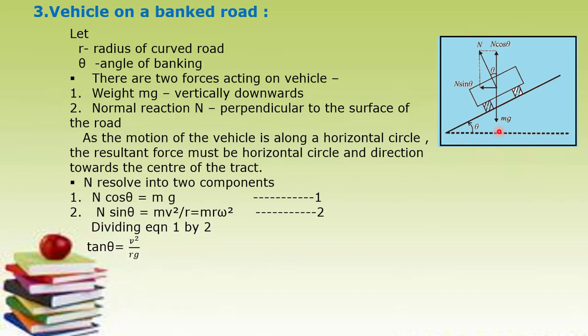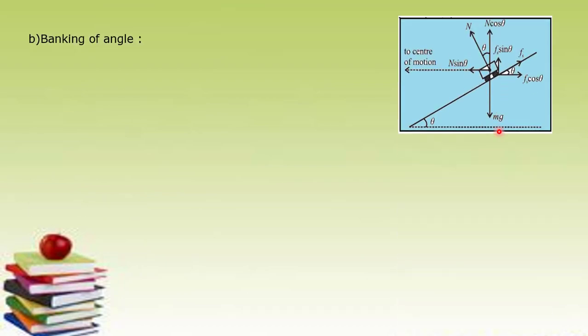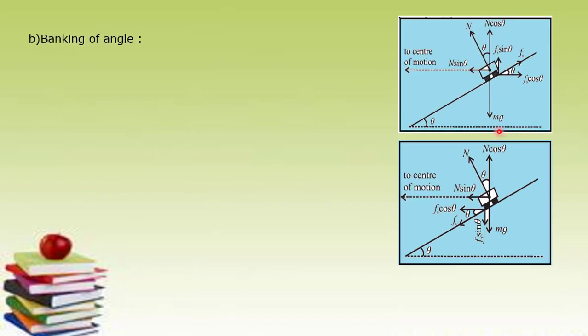Dividing equation 2 by 1, you will get the equation tan theta equal to v square upon rg. First, the most safe speed for a particular road, where r and theta are fixed, is Vs equal to root of rg tan theta. Second, banking of the road. A diagram is given here.